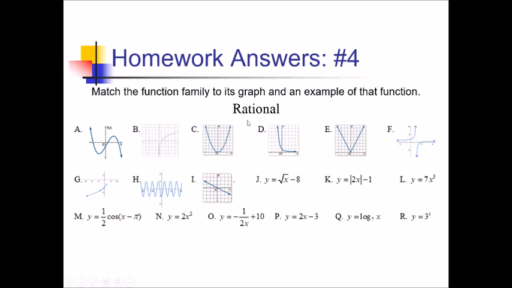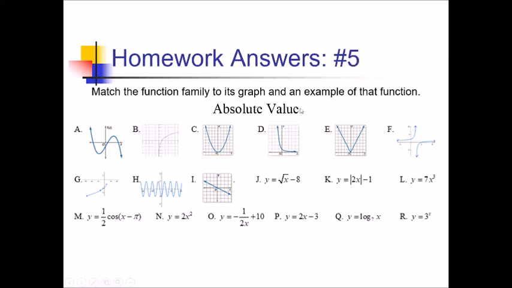For the graph of a rational function, we're looking for something with two branches and some vertical and horizontal asymptotes. So graph F right here would be a rational function. And then for an example, we're looking for something that has a fraction with an x in the denominator. So that would be, let's see here, example O with this 2x in the denominator. That'll be our function.